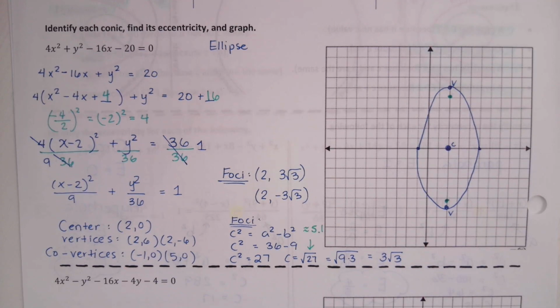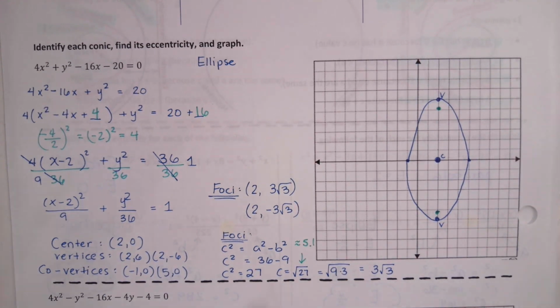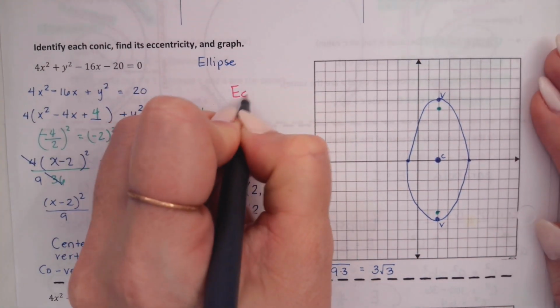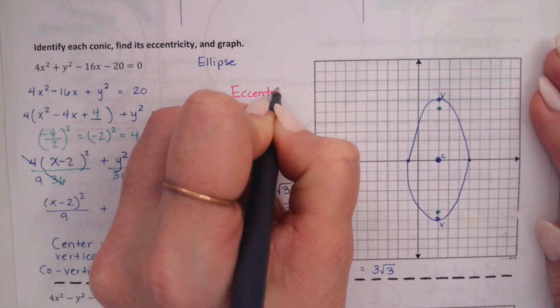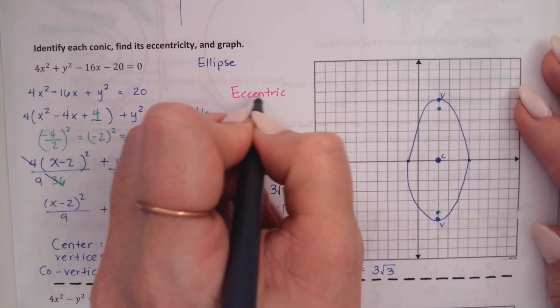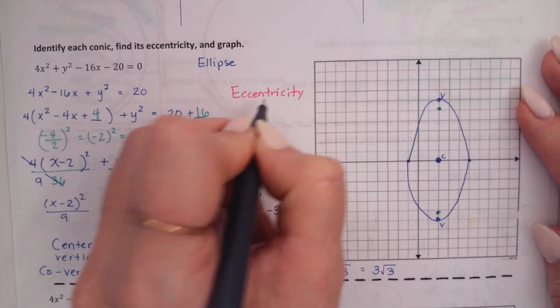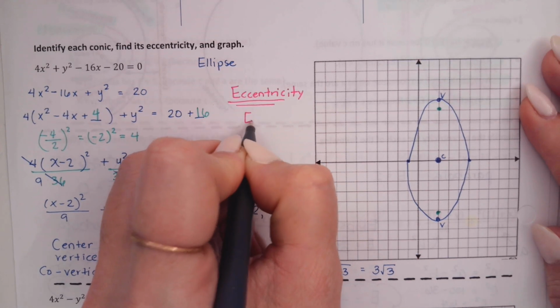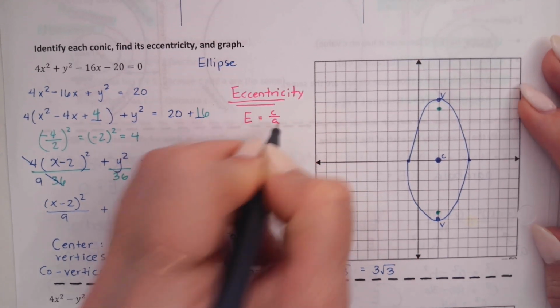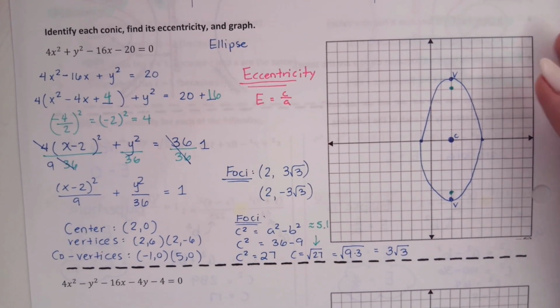Okay, and then the last thing we were asked to find is our brand new thing for today, the weird one. Eccentricity, remember, is going to be your e equals c over a, which we found both of those numbers already.